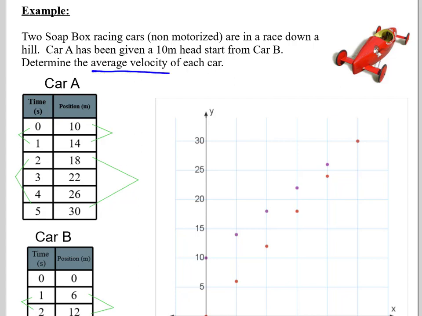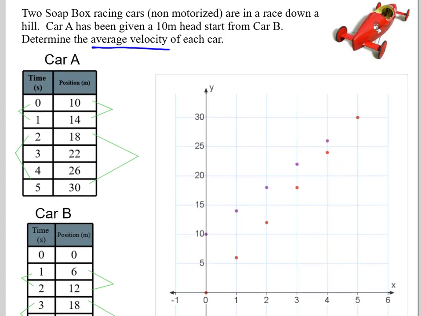So average velocity of each car. So this will be a displacement question. So if we look at car A, I have a table of values with its position and the time values that go with that. Now you can see all of these ones here. These are changing by 1. We have a change in position of 4 meters here. So our average velocity here would be 4 meters over 1 second.